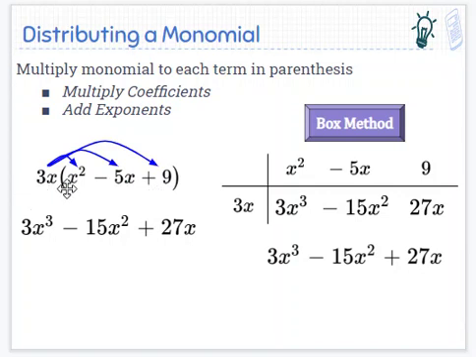So 3 times, you don't see it, but there's a 1. 3 times 1 is 3. X times x squared, you don't see it, but the exponent of the first x outside is a 1. So 1 plus 2, we get 3.